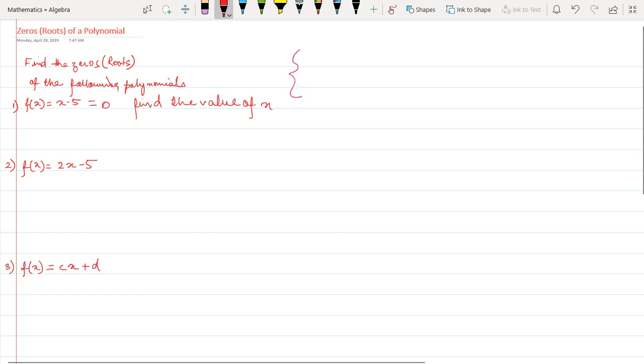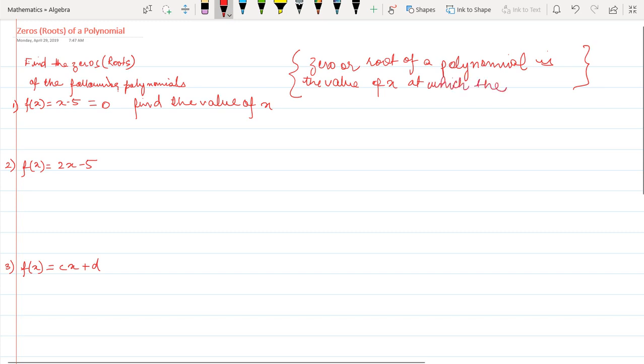So just to summarize here, the zero or root of a polynomial is the value of x at which the polynomial is equal to 0.